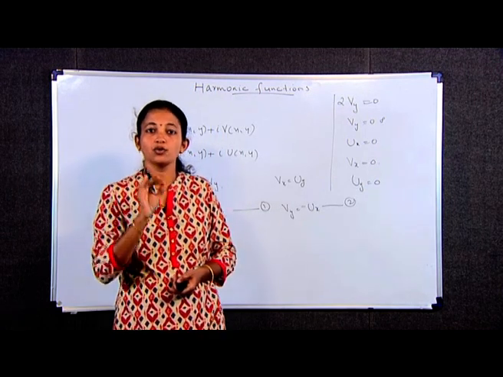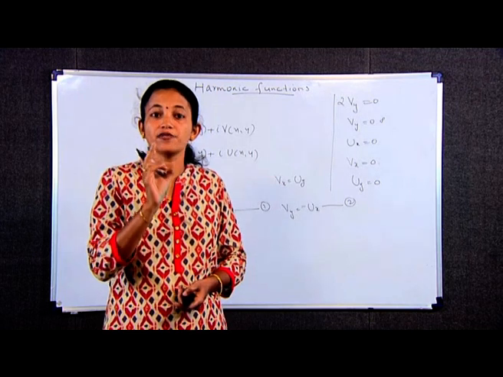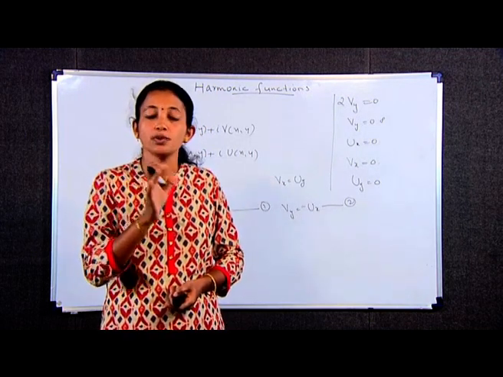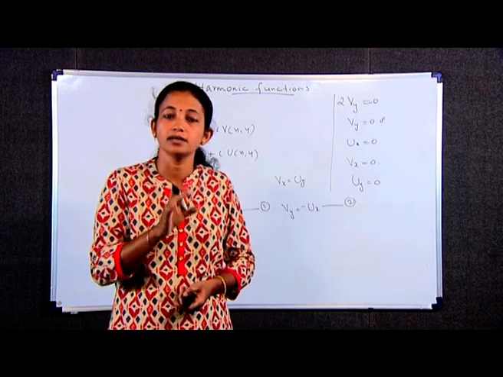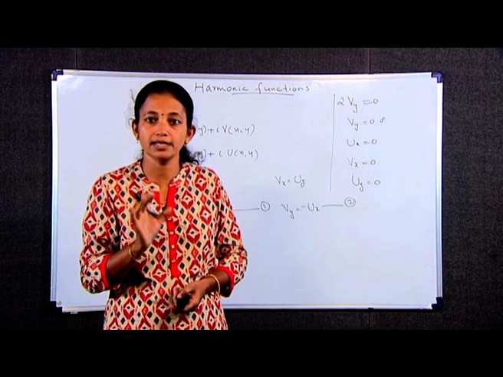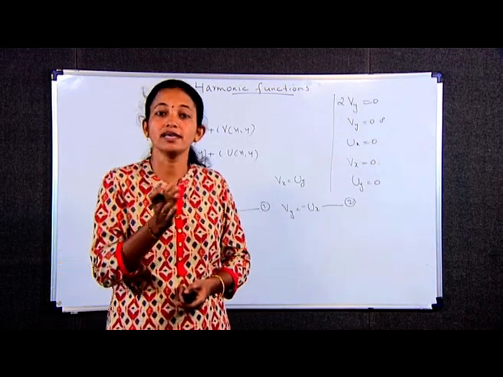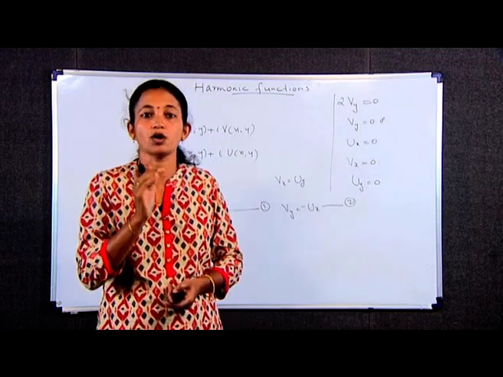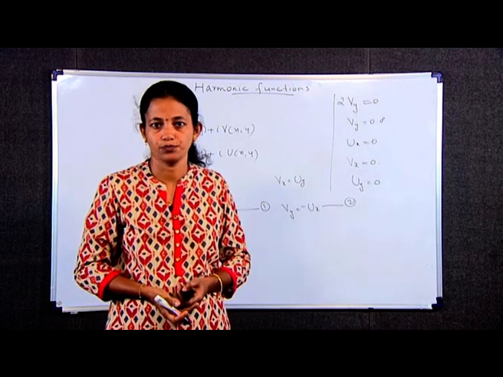Now we have ux is equal to uy is equal to 0, which implies that the first order partial derivatives of the function u with respect to x and with respect to y are 0, which implies that u is a constant. Similarly, we have vx is equal to vy is equal to 0, which implies that v is a constant. So, this completes the proof.